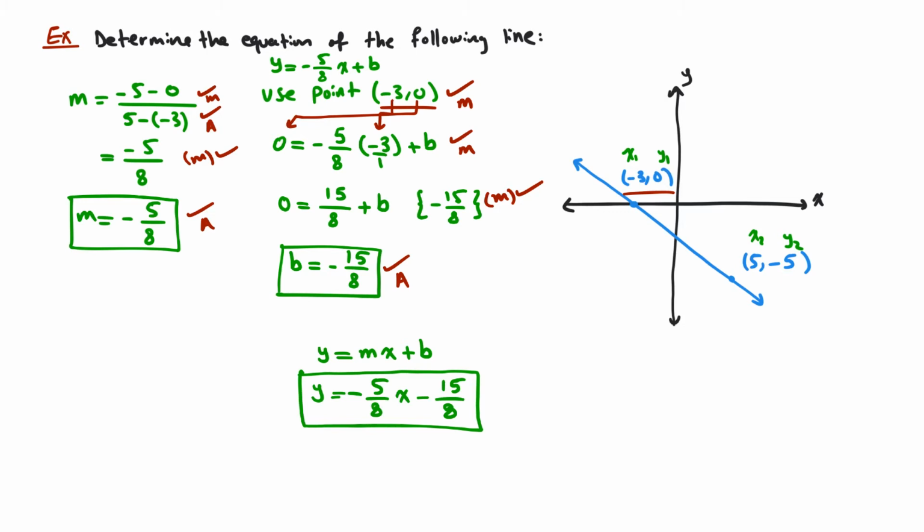Once we have this, the final part is actually writing it into an equation. So you're just changing your m into -5/8 and your b into -15/8. So an accuracy mark for actually completing that step.